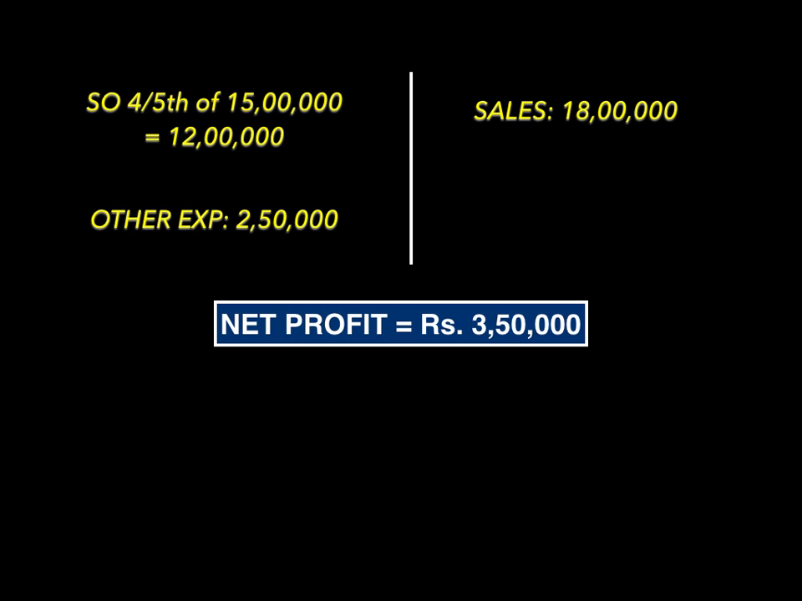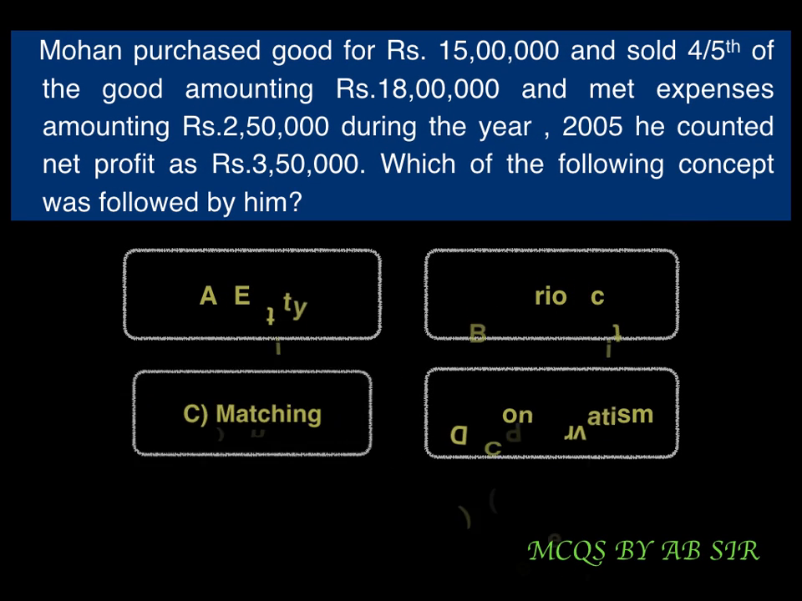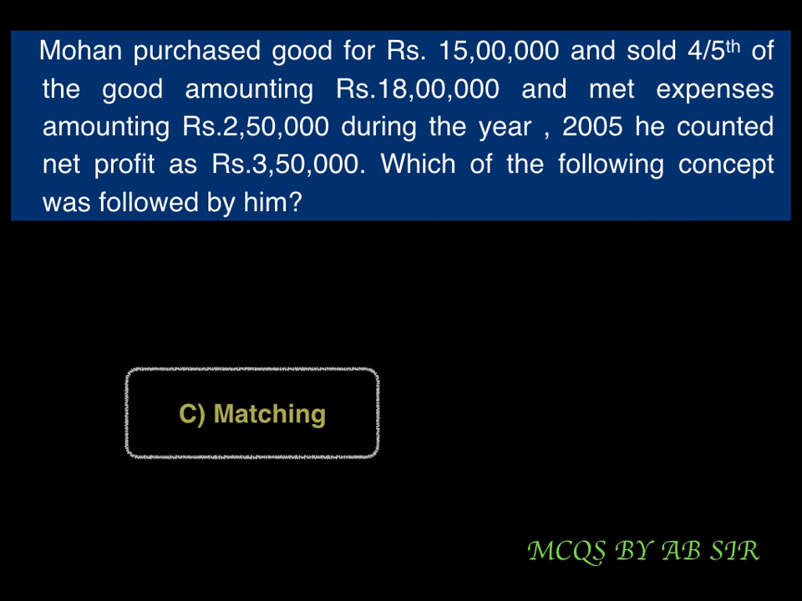Which principle did they follow in calculating this profit? Let's come back to the question now. It's matching, correct? Why matching? Because they didn't compare the whole 100% of the purchase value of the goods with the sale value of only 4/5. What they did was compare the sale value with exactly the cost of that many units that were sold, right? Okay, so that was matching. Next one.